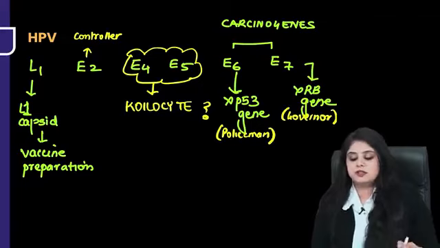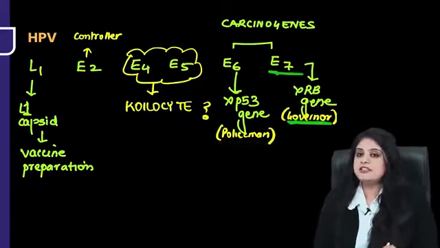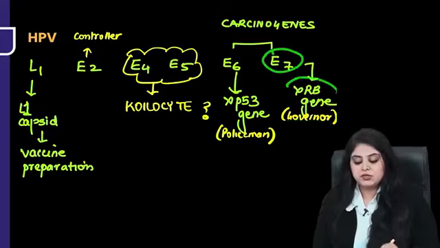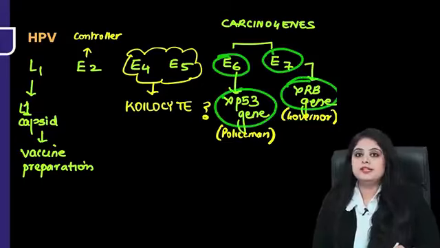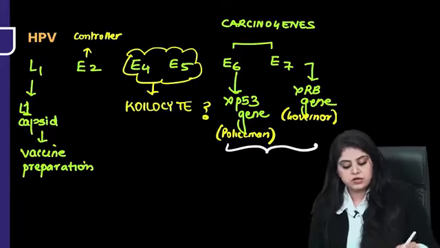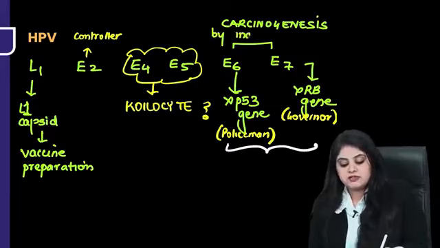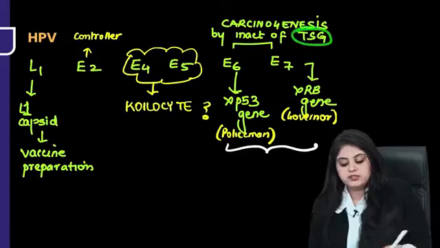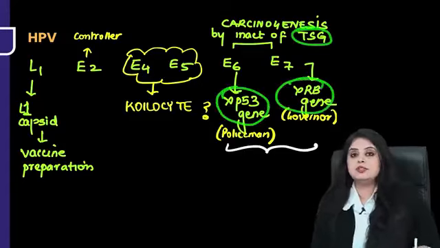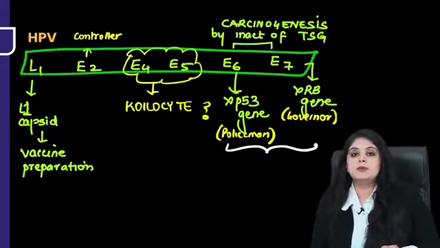So who is more senior? Ma'am, governor is more senior than a policeman. So senior official ke liye senior wala number. The E7 switches off the governor, the RB gene. E6 switches off the policeman, that is P53 gene. So basically I can say carcinogenesis that cancers that are being caused are by inactivation of the tumor suppressor genes. Tumor suppressor genes are P53 and RB genes. These are all the molecules that you had to know for human papilloma virus.